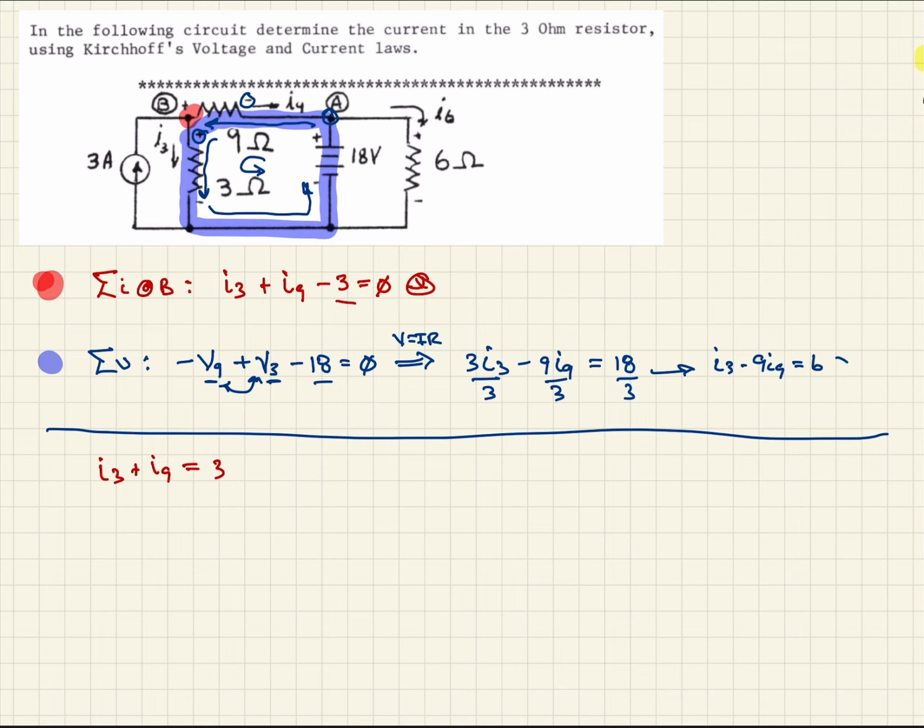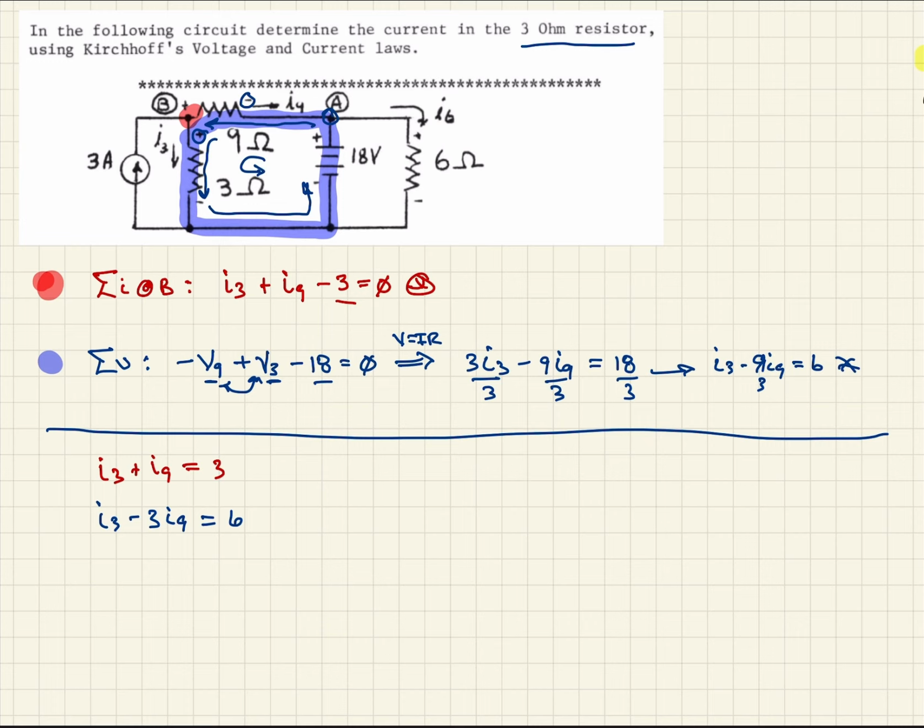And now I'm going to move this equation down. So now that's going to be I3 minus 3I9. So yeah, this should be a 3 here. And then that's going to equal 6. So again, 2 equations, 2 unknowns. So I'm trying to solve for I3. That's what they've asked for us to determine. That's the current through the 3 ohm resistor.